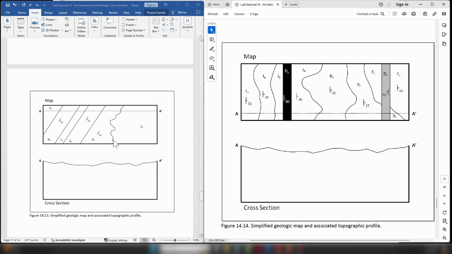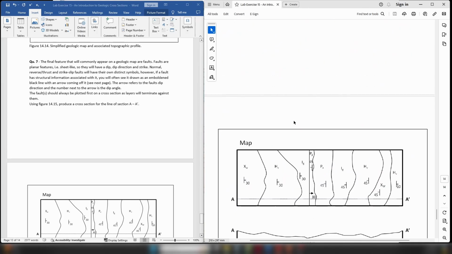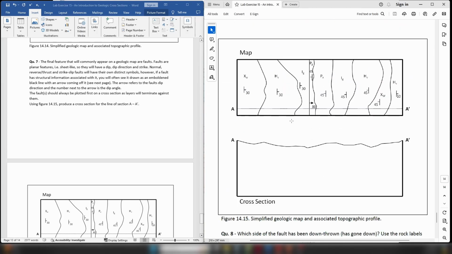So then we are going to be moving on to question 7. Now, question 7 is quite a lot more complicated than the previous geologic maps that we've looked at. So the first thing is that for question 7, there is this feature which is running down right here. And you can see this has an arrow associated with it with a dip of 80 degrees. This is a fault. All right.